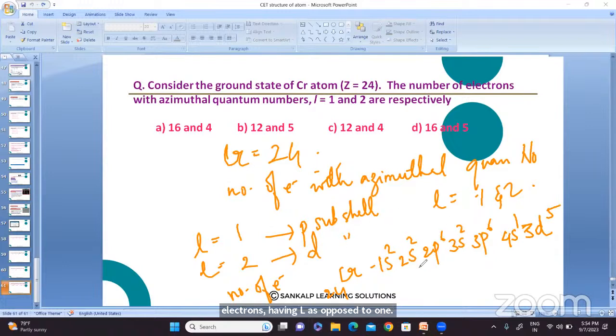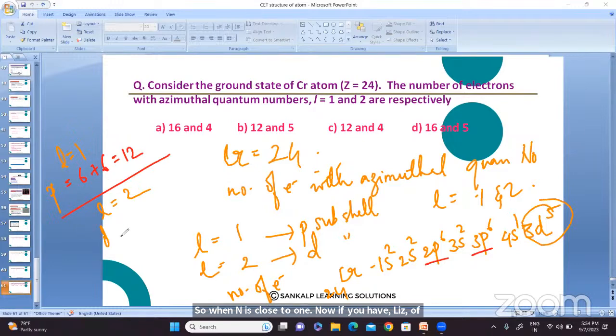So for the number of electrons having l equal to 1, you have to calculate the p subshell. How many p electrons are there? Just calculate. It will be 2p and 3p, so 6 plus 6, it will be 12. So when l is equal to 1, it is 12. Now if l is equal to 2, you have to calculate the d electrons. There are only 5 in 3d. So it is 12 and 5. So option B is the right answer.